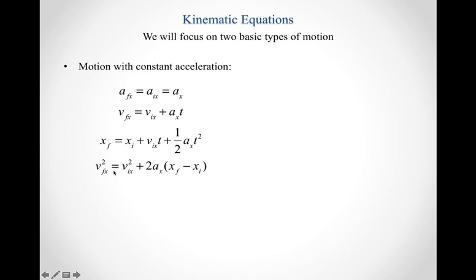The last equation we've got, notice our first two were functions of time. The last equation is what you get if you eliminate time. So if I take these two equations and eliminate time using substitution, this is what I get. And so it tells me that the final velocity squared has got to be equal to the initial velocity squared plus 2 times the acceleration times the object's displacement.